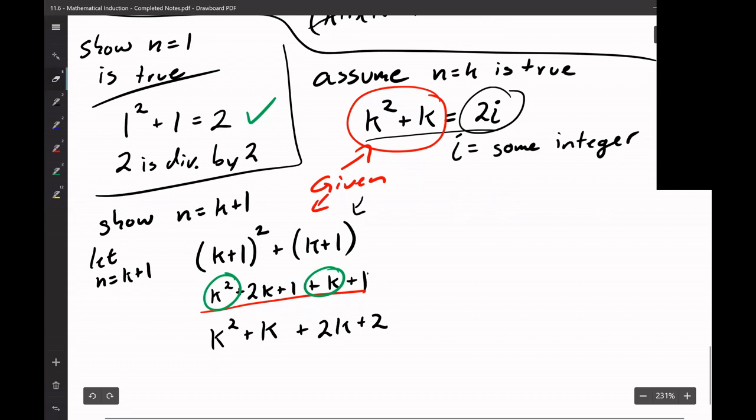Then by my initial assumption that the kth term is falling over, if this one falls over, that means I have 2i right here. So this becomes 2i. So you're going to sub in the assumption.